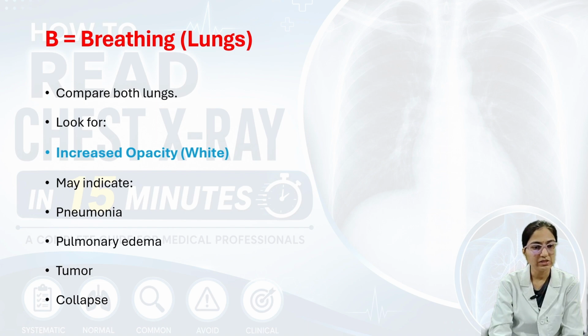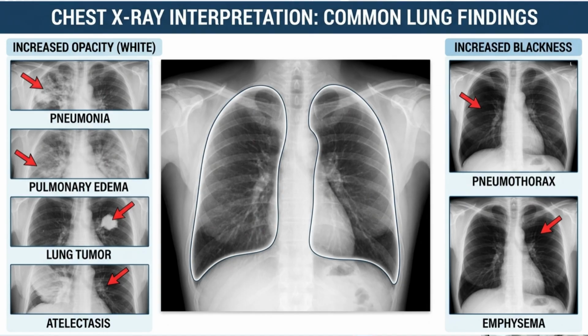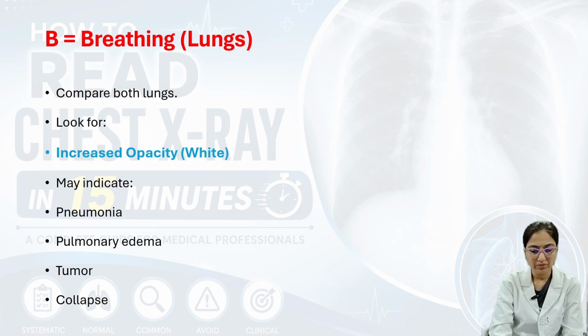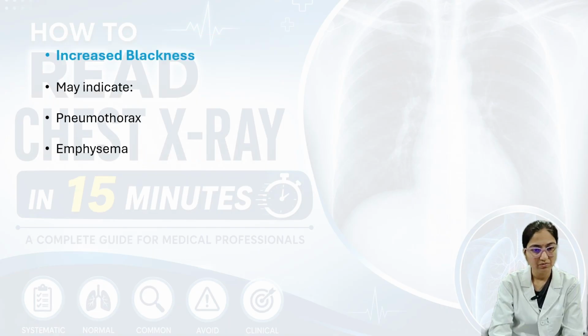Next, we'll see breathing. Here, compare both lungs and look for increased opacity. It may indicate pneumonia, pulmonary edema, tumor, or even lung collapse. Increased opacity appears as a white patch. And then increased blackness may indicate pneumothorax or emphysema.